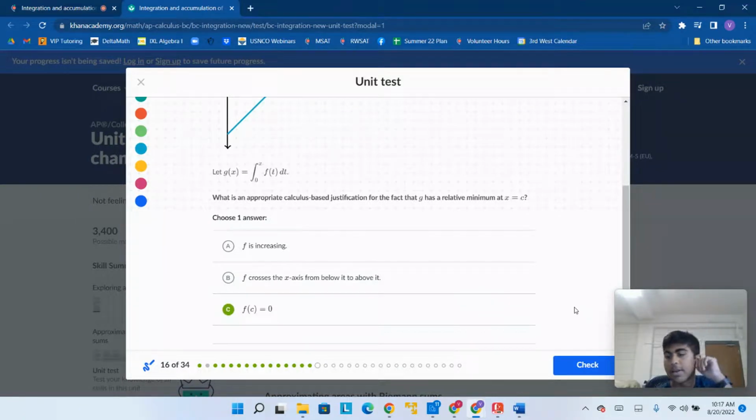Right, f of c is 0, and f is the derivative, which means that g is going to have something there, either a relative minimum or maximum or something. But is that enough? It's not really enough, is it? It could be a maximum or a minimum, right? So we're trying to figure out that f goes from below the x-axis to above it. That tells us that g was decreasing, now it's increasing. That's a relative minimum. If f is increasing, that doesn't really tell us anything. Alright, so f crosses the x-axis from below it to above it, that is our answer. Let's keep going.